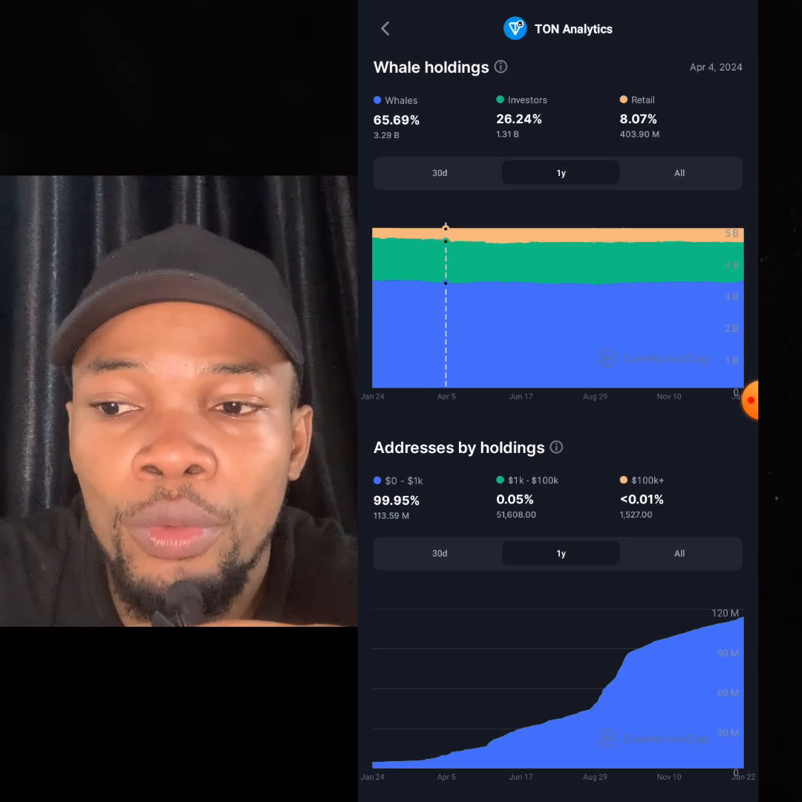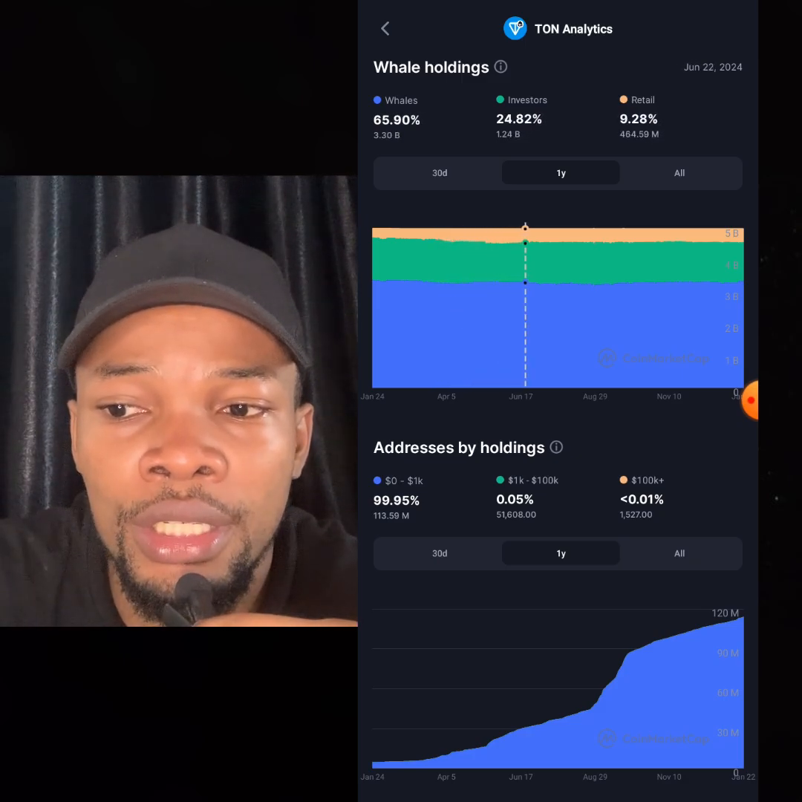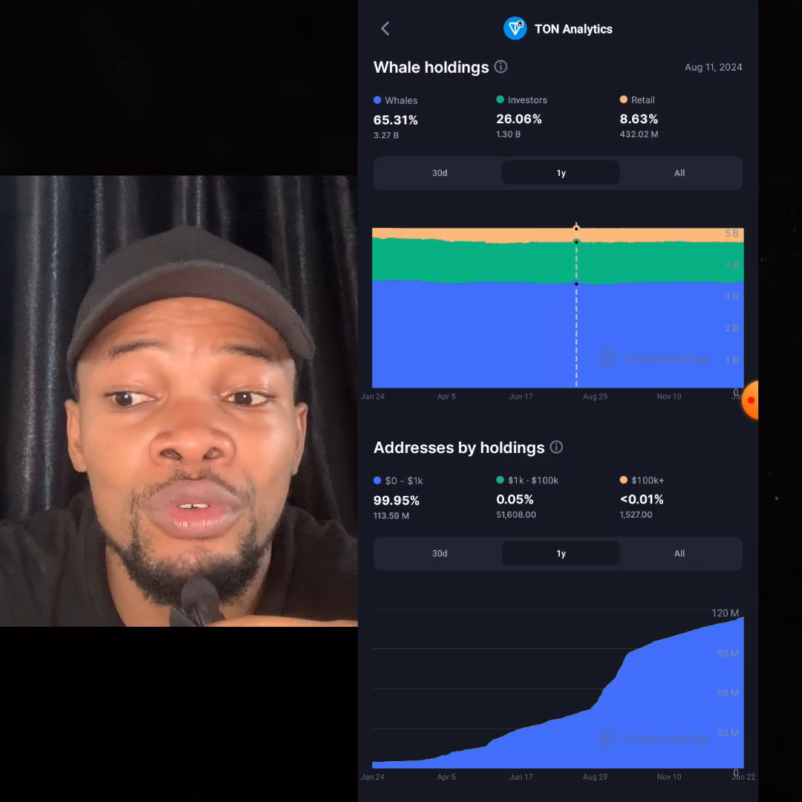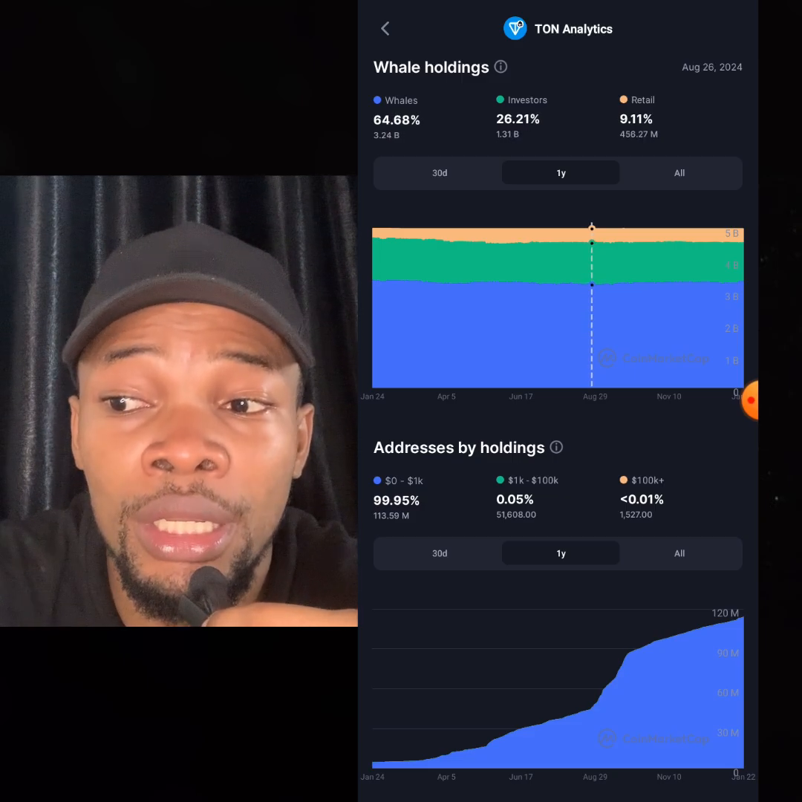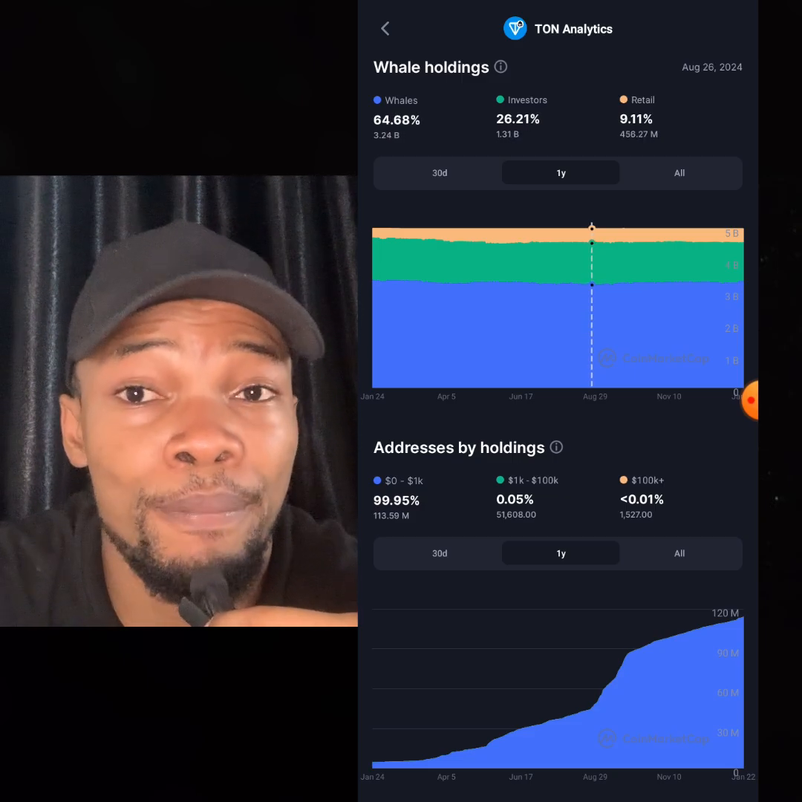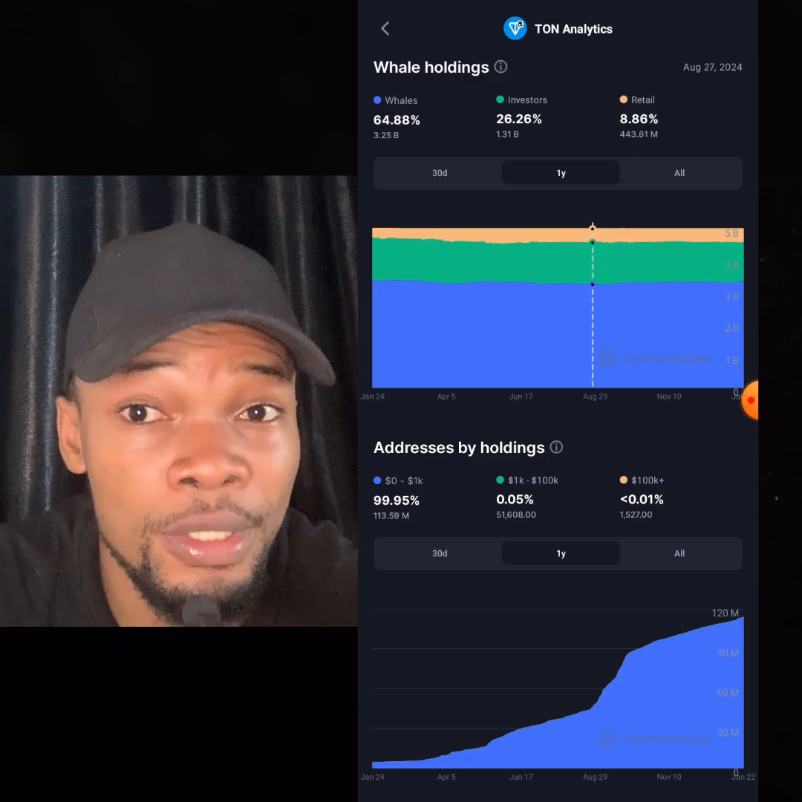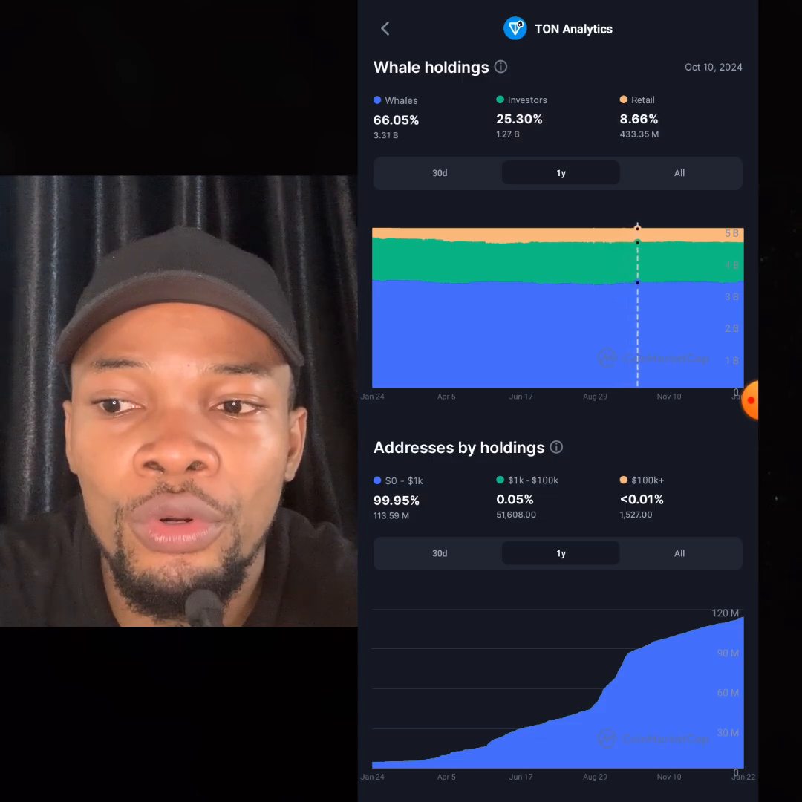Then you can be monitoring the whales. Are they dropping their holding or are they increasing? You are monitoring it. Okay, whales dropped from 67 to 64 to 65. If you go check out on this August 23 or August 26, you see that the price of TON dropped in price. Okay, the value of TON dropped in price. So you can still monitor it and follow up.